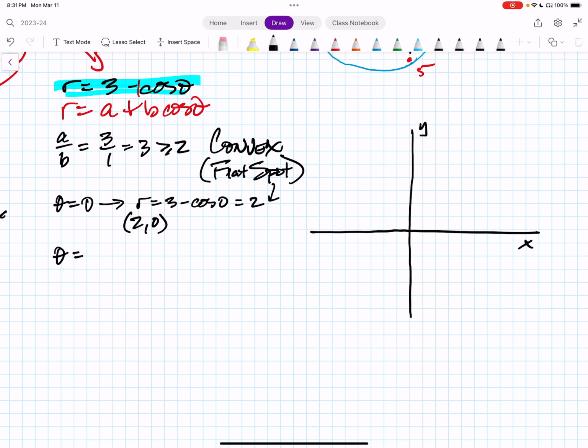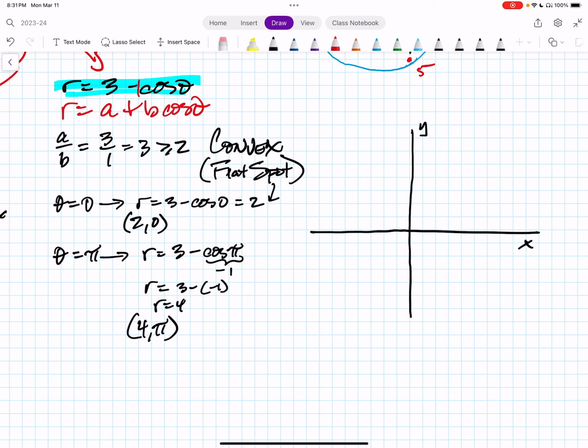Now we substitute in pi. Okay, and so what do we get? R is equal to 3 minus cosine of pi. And as we know, this is negative 1. And we have 3 minus a negative 1. That's 4. So R is 4. So 4 comma pi is on the graph.